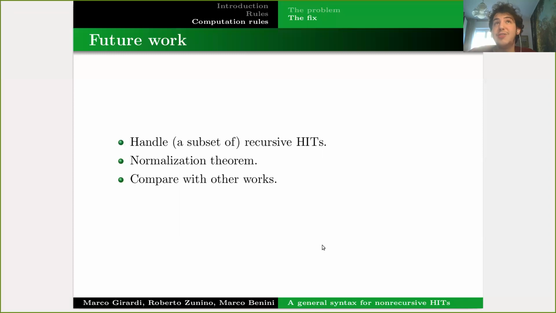Then, once we have generalized it enough that we are satisfied with the work, we will try to extend the proof theoretic results in Bonaccina's PhD thesis to our setting, in particular focusing on the normalization theorem.